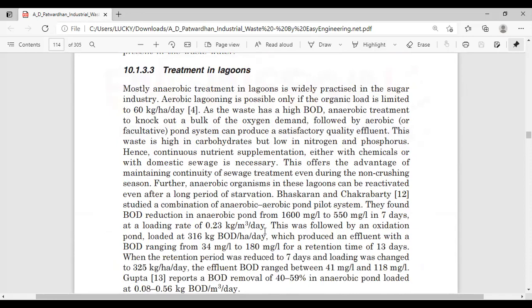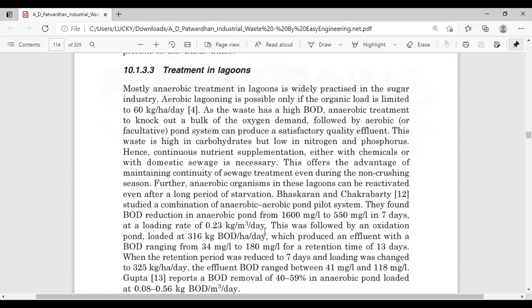Mostly, anaerobic treatment in lagoons is widely practiced in the sugar industry. Aerobic lagooning is possible only if the organic load is limited to 60 kgs. As the waste has a high BOD, anaerobic treatment to knock out a bulk of the oxygen demand, followed by the aerobic pond system, can produce a satisfactory quality effluent.